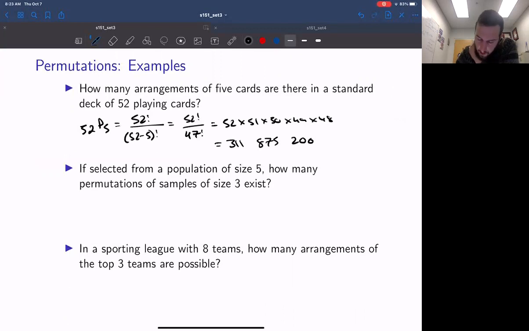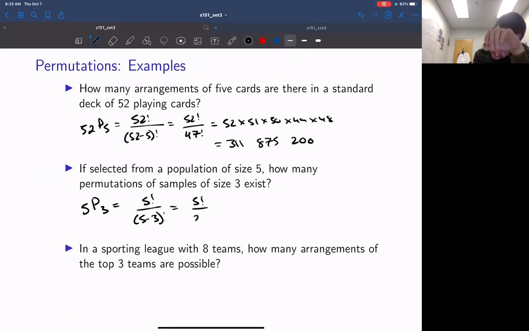If selected from a population of size 5, how many permutations of samples of size 3 exist? Okay, so we have 5 units in our population, 1, 2, 3, 4, 5. I want to know how many permutations of 3 out of the 5 units. So this is going to be 5P3, which is 5 factorial over 5 minus 3 factorial, which is 5 factorial over 2 factorial, 5 times 4 times 3, which is 60.